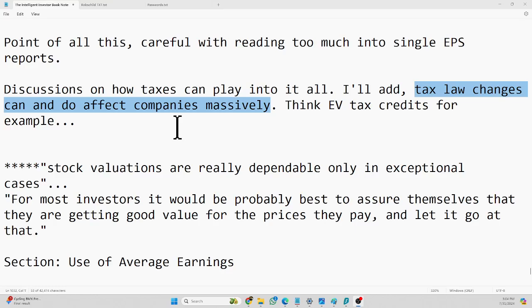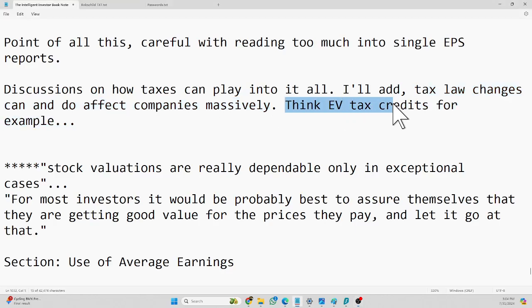But anyway, and then I wrote here to think of electric vehicle tax credits, for example, and how much that's propped up Tesla recently, and how if you look into the electric vehicle market, it's not looking pretty. So many of these companies have lost so much money on these vehicles, and they're not selling enough of them, and nobody really wants them. And part of what propped them up was these tax credits, and these companies are trying to take advantage of that, and it looks like a mess.